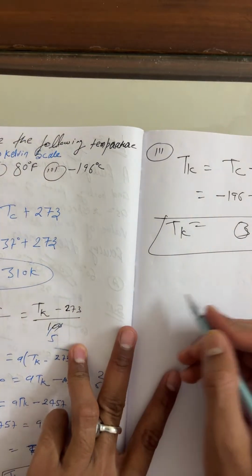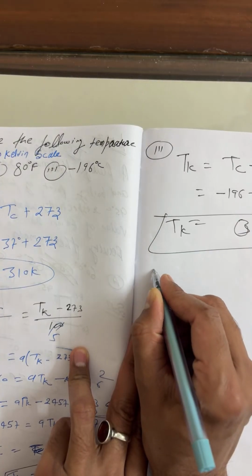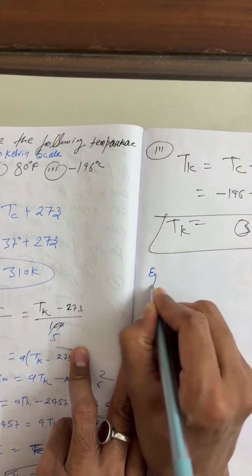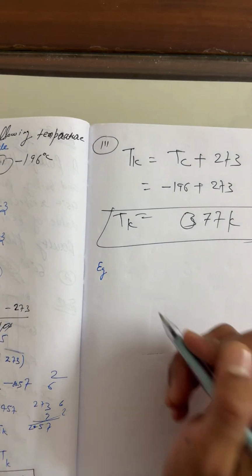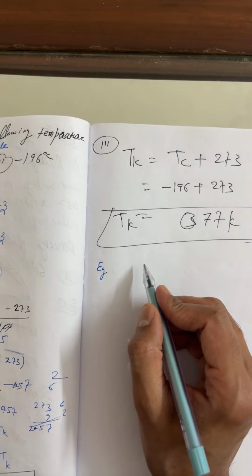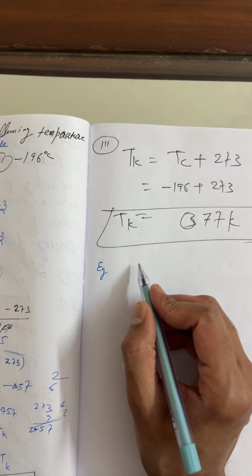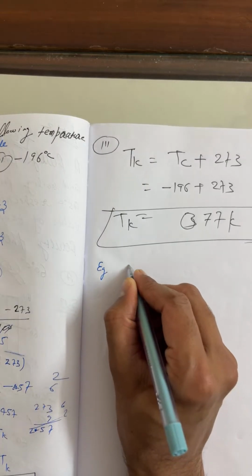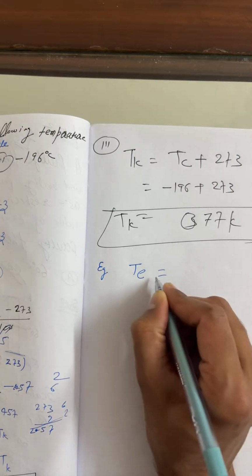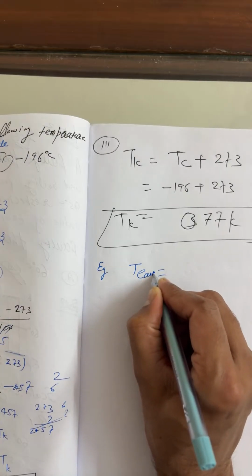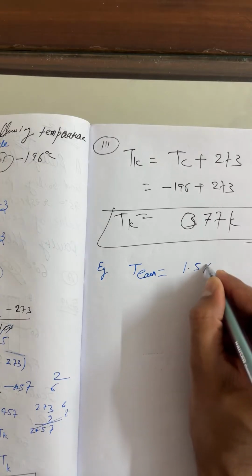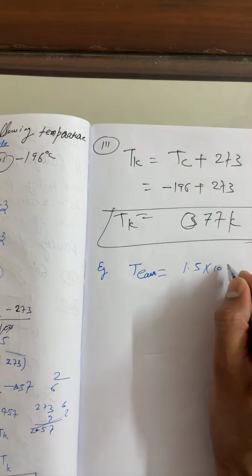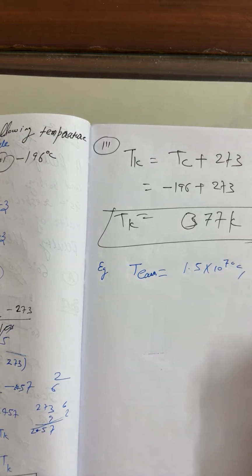Okay, now just move to the next question. Sagar, note down the question with me. Typical temperature in the interior of Earth and Sun are: I can take here the temperature of Earth as 1.5 into 10 to the power 7 degrees Celsius.